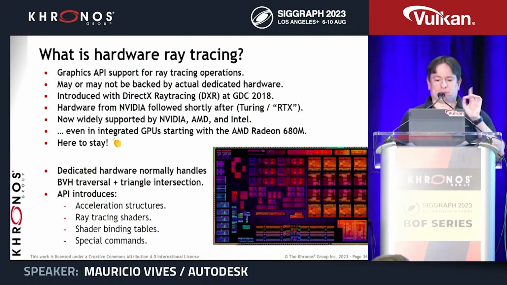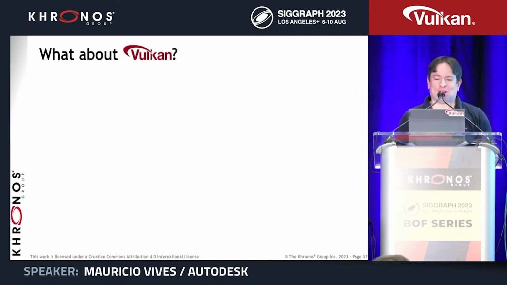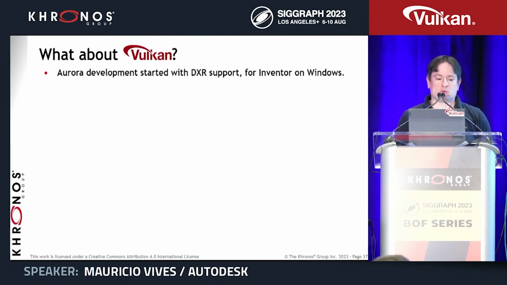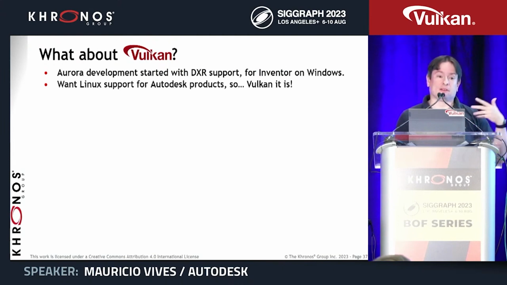So you'll notice this is the Vulkan BOF, and I haven't said anything about Vulkan yet. So let's fix that right now. What about Vulkan? Aurora development started with DXR support for Inventor on Windows, right? We only needed it for Windows at the time, or at least that was the thinking. But as we got to this open source release, we thought, well, we want Linux support for other Autodesk products that happen to run on Linux as well. So we want cross-platform. Vulkan is the answer.